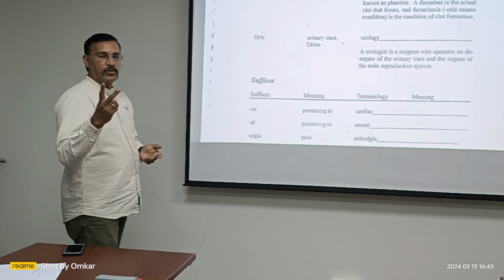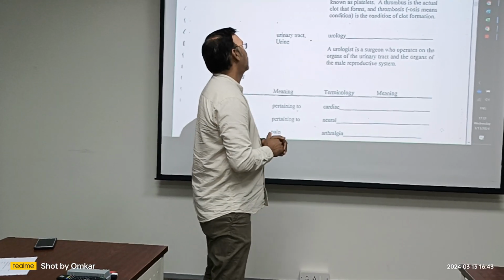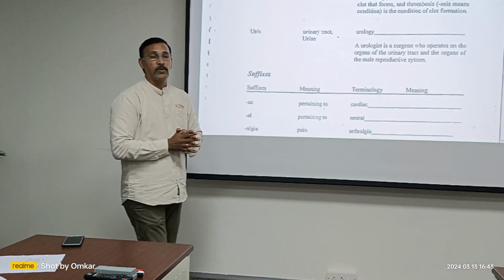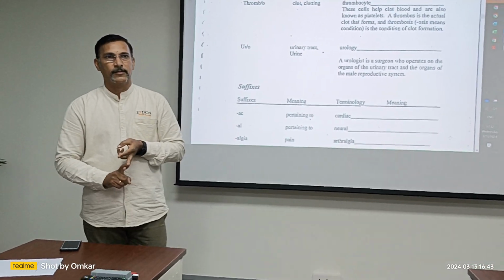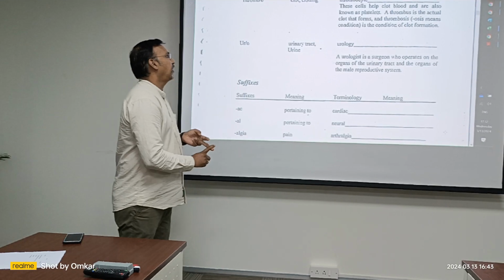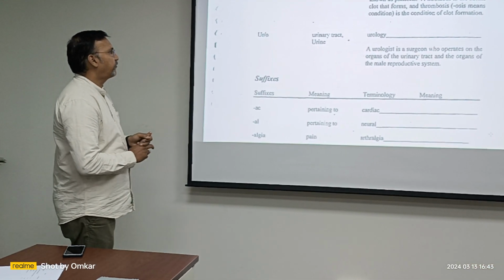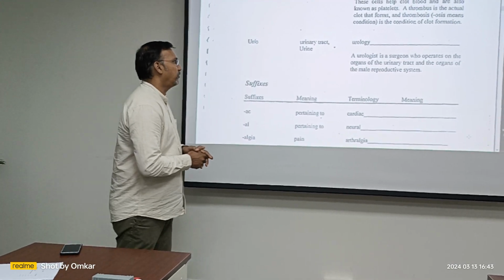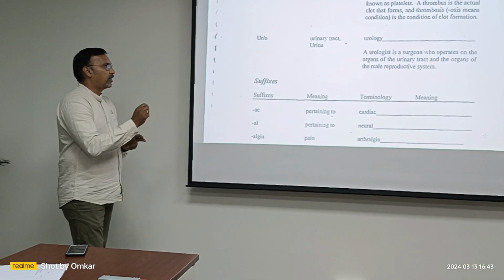We're coming to the last two combining forms. Thrombocyte. Remember I told you that time? Clotting. Thrombocyte you should write with erythrocytes, leukocytes. Cell for clotting. Urology, study of urinary tract is urology. But usually for a male reproductive system, urologist is the one who is used. You can underline that.